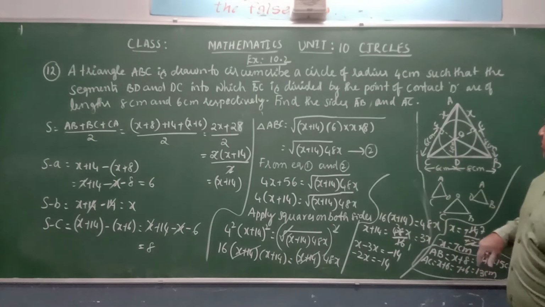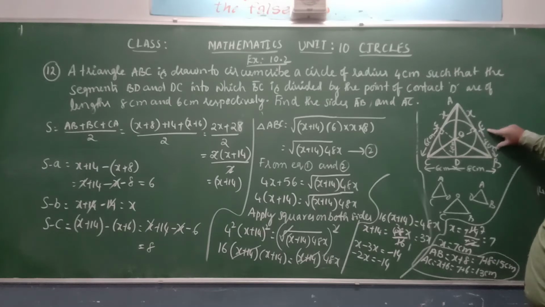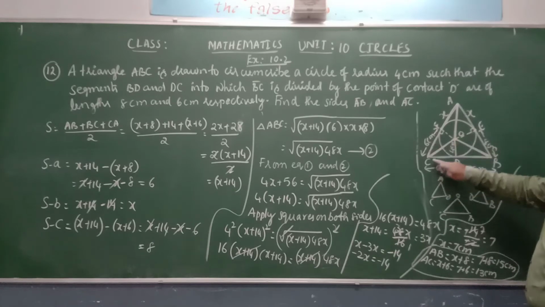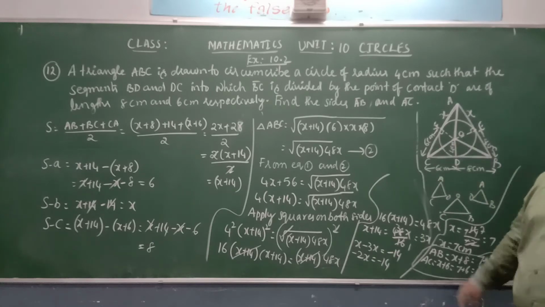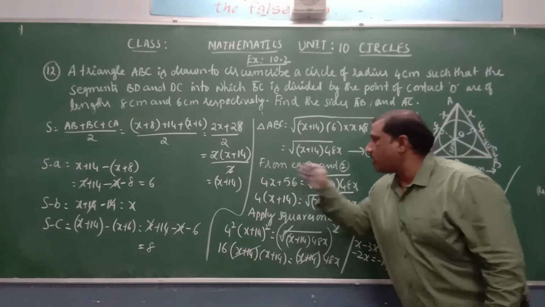That concept we are using, and we are finding CF as 6 centimeters and BE as 8 centimeters, and we are taking AE and AF as x centimeters. We are finding AB is x plus 8, AC is x plus 6, BC is 14 centimeters. So now we know 3 sides. We can find the area of the triangle by using Heron's formula.